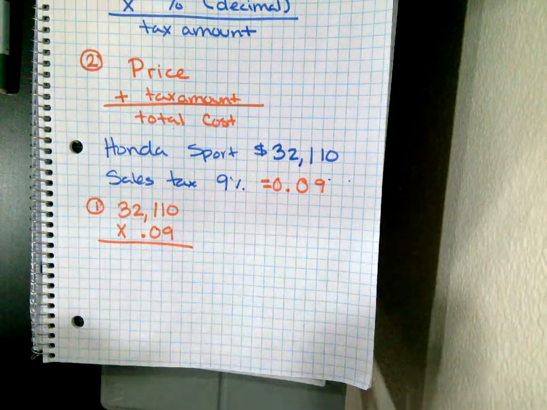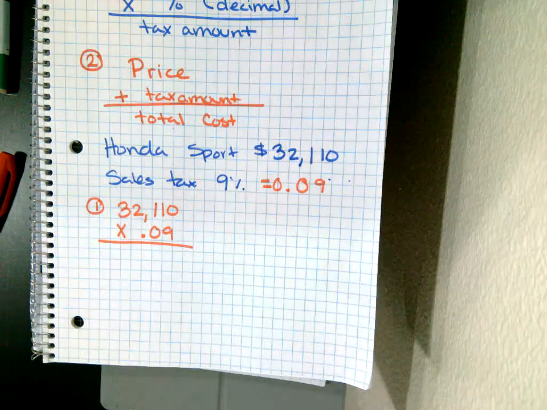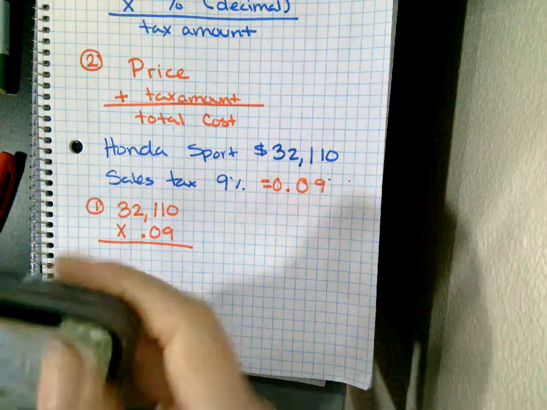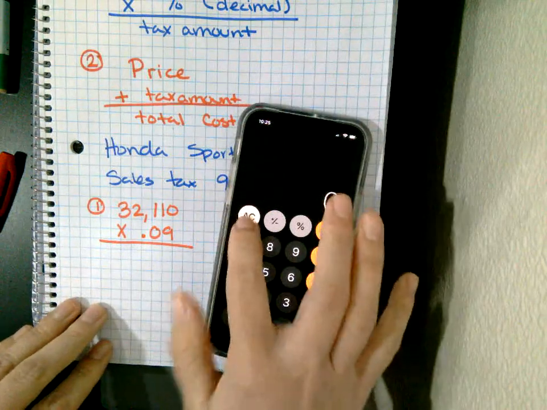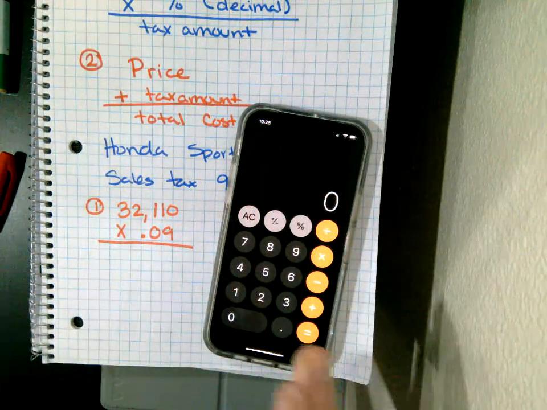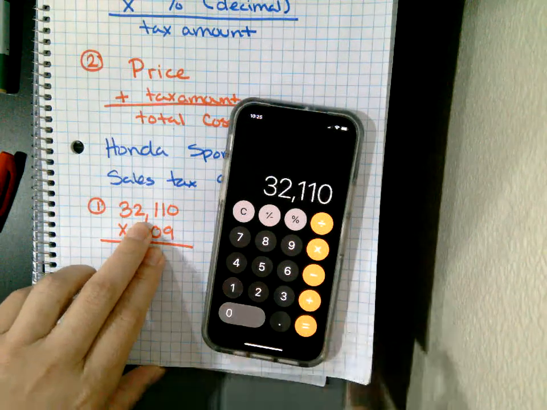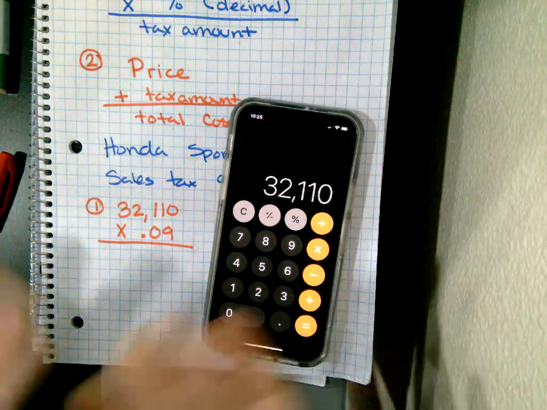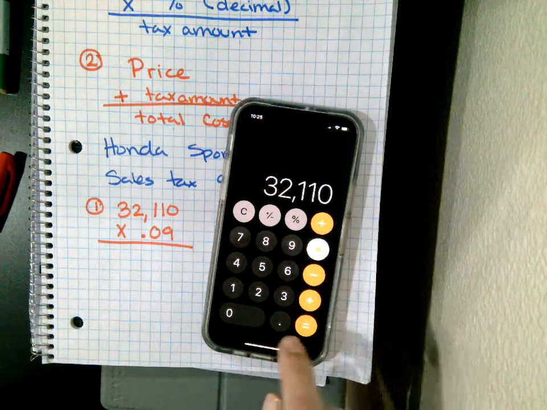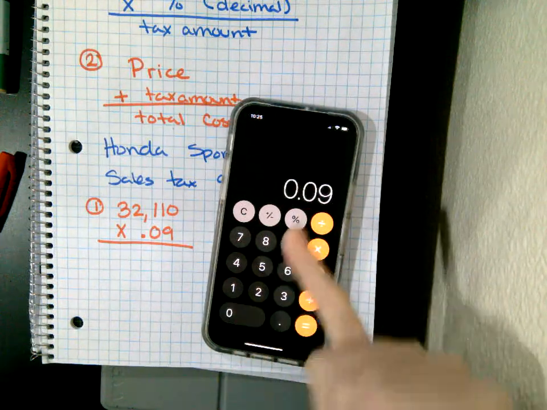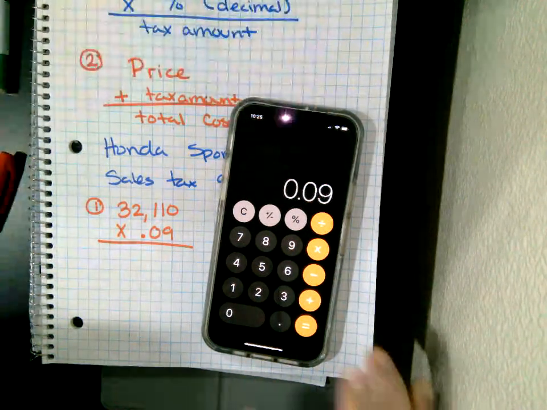Now, I'm not asking you to do this by hand. I'm asking you to grab your calculator. You can Google search it on your iPad calculator, or grab your phone, that works too. So I'm going to type this in, 32,110. You do it as well, so you practice typing it into your calculator. Times 0.09. Make sure you have that extra 0 right there.